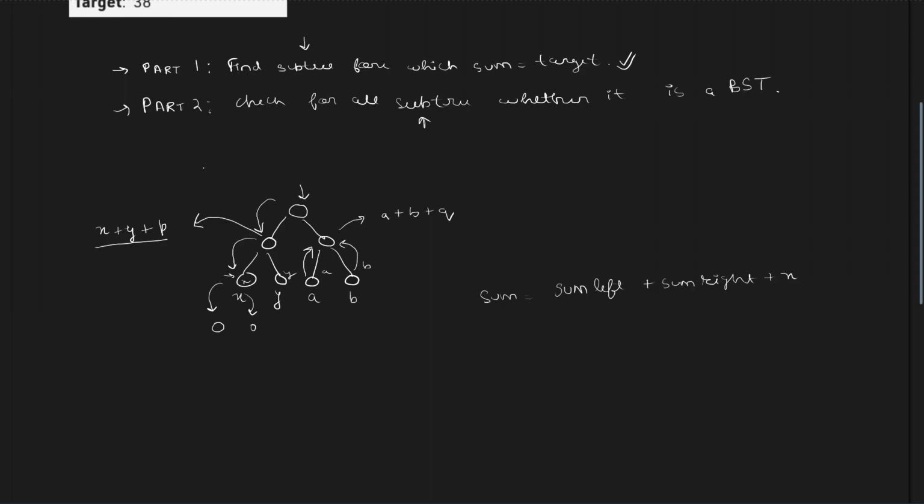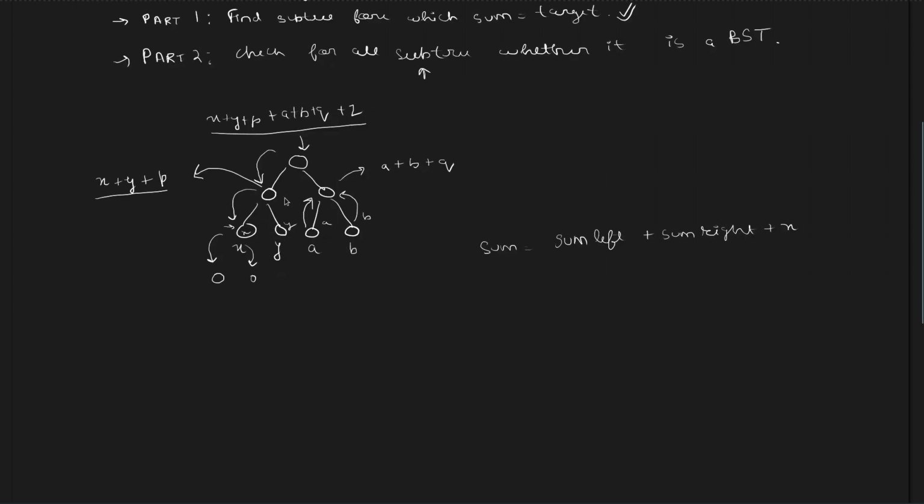Similarly for the root node, the sum of left subtree is x plus y plus p, the sum of right subtree is a plus b plus q, and let's say its initial value was z. This is the total sum for the root node. So this is how we are going to calculate the total sum for any of the nodes, right?